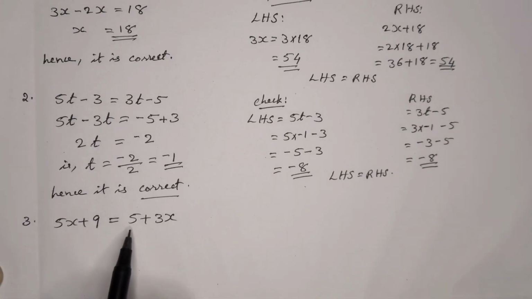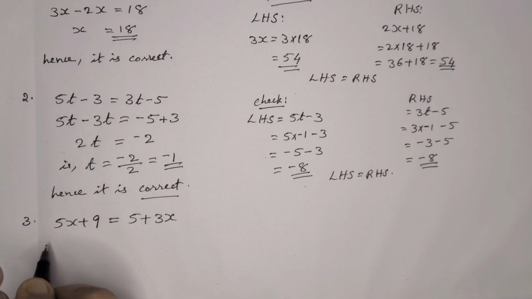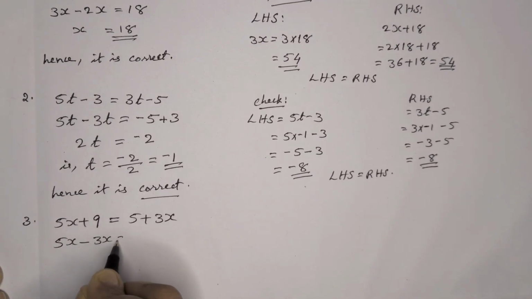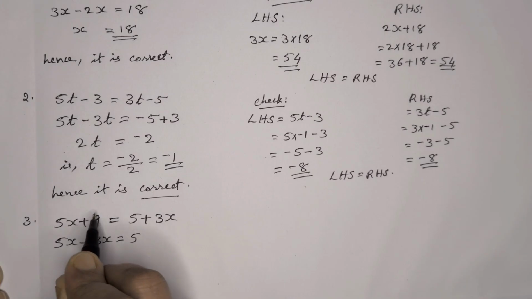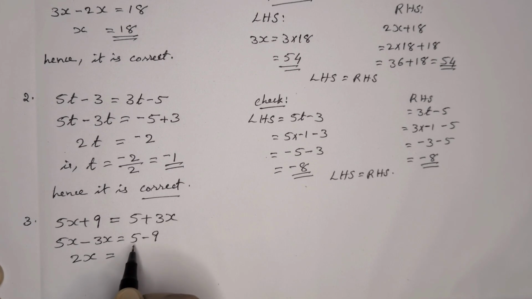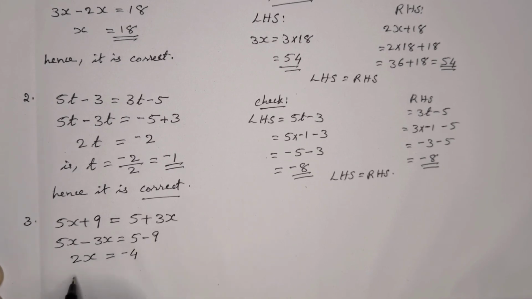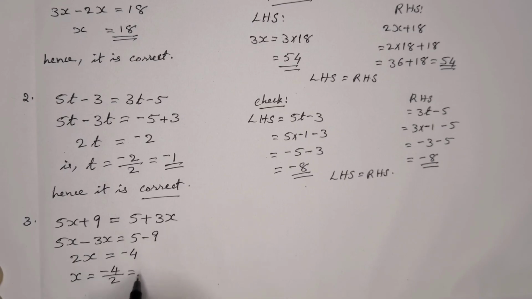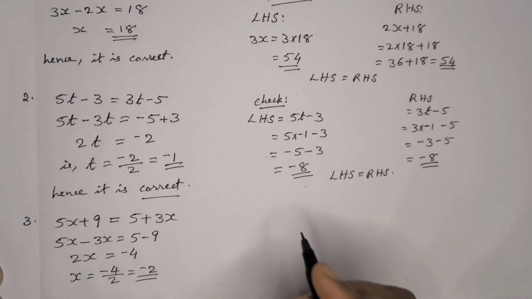Third one, 5x plus 9 is equal to 5 plus 3x. 5x minus 3x is equal to 5 minus 9. So 5 minus 3, 2. 2x is equal to 5 minus 9. It will come minus 4. So x is equal to minus 4 by 2 is equal to minus 2.